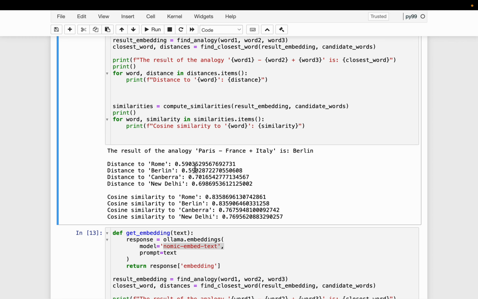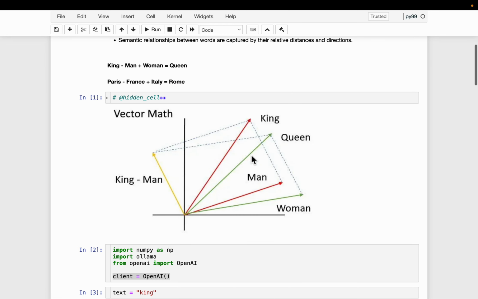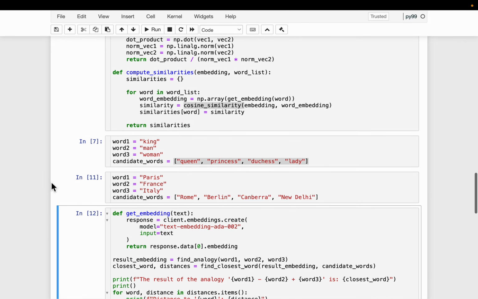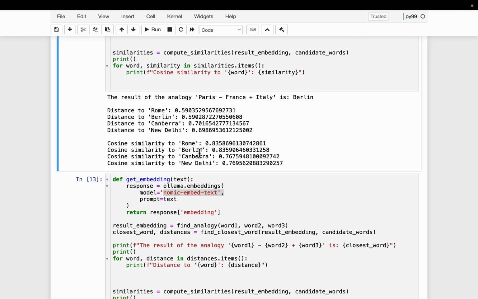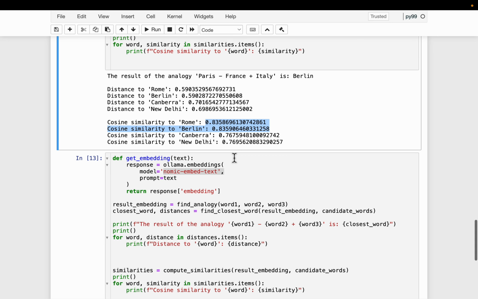Okay, but this does not mean these embeddings are performing poorly. This need not be taken very literally. As long as they capture the semantics in terms of both the distance and the directionality, the embeddings do a great job in applications like RAG. All right. Now, if you look at the cosine similarity, again, Rome and Berlin have the highest similarity, 0.835 up to 3 decimal places. They are the same.